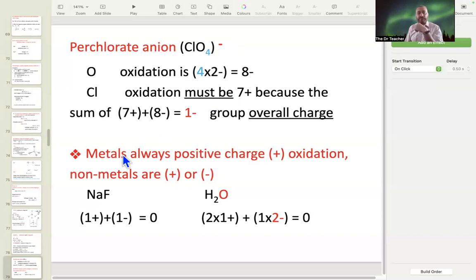Okay, so now metals always have a positive oxidation state. Non-metals can be positive or negative. But metals always have a positive charge. Why? They are always losing electrons, they don't gain. Sodium fluoride, +1, -1, you see? 0. H2O, -2 for the oxygen, 2 times +1 for the hydrogen. Overall charge will be 0.